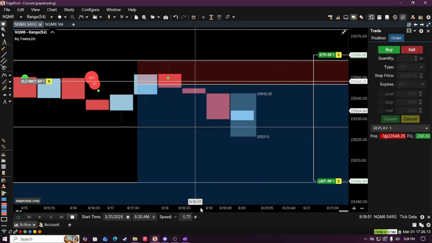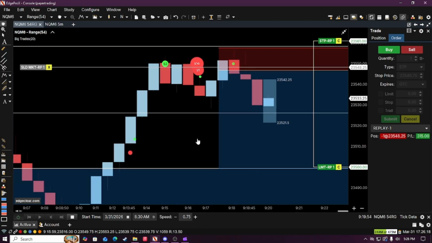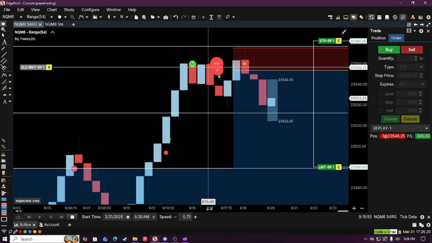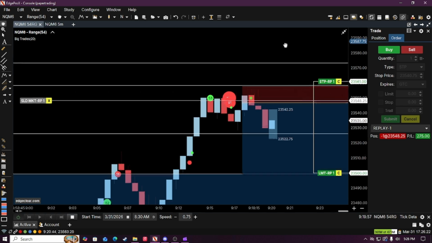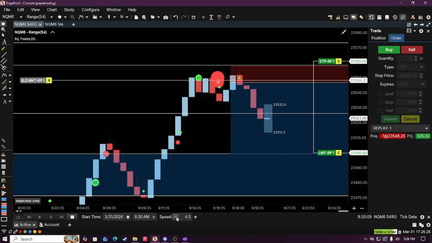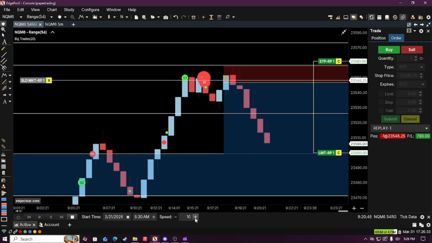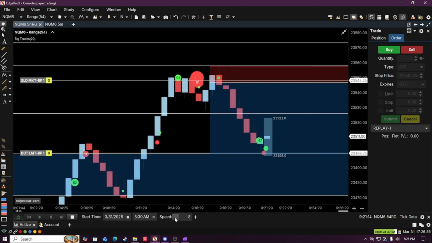Wow. Yeah, this chart moves so fast. I don't like it. So let's skip the time a little bit and see how the trade went. And eventually, of course, we touched profit here. There you go.